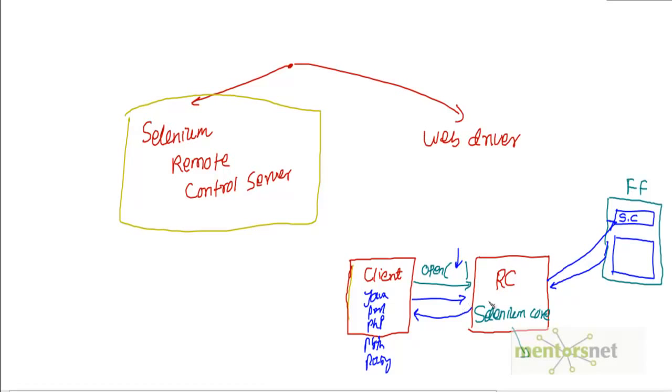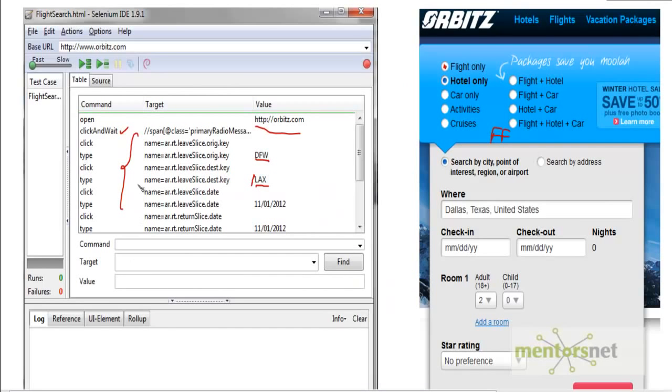So whenever I say Selenium Remote Control with Java binding, that means I'm writing my client program in the Java programming language. This is a Java program, and that Java program is basically sending all these bunch of commands one after another.